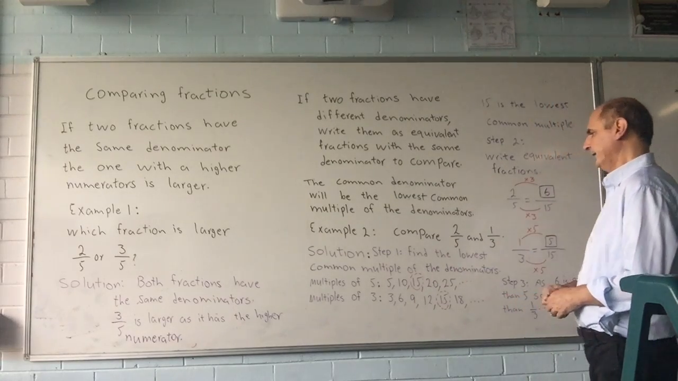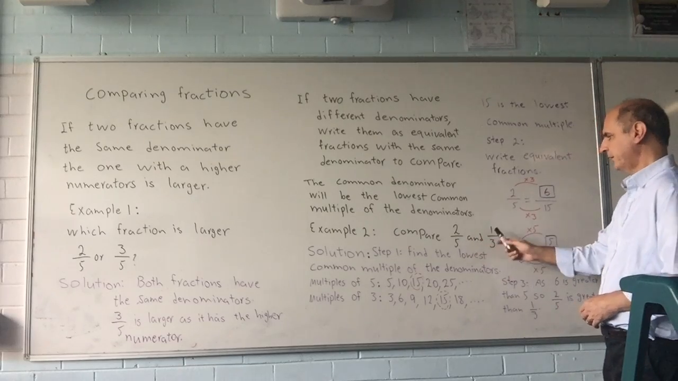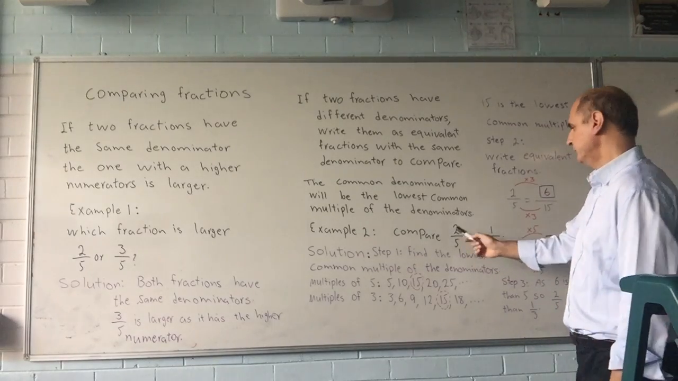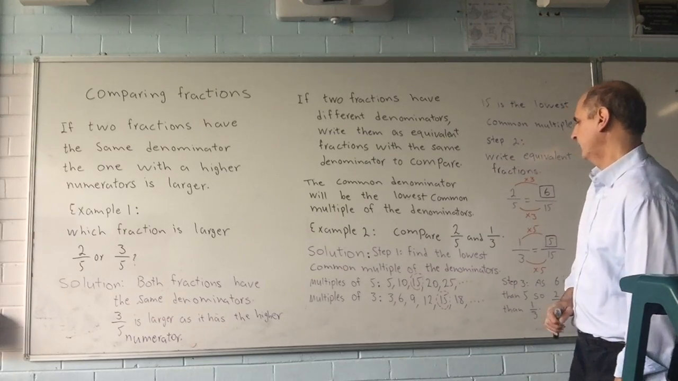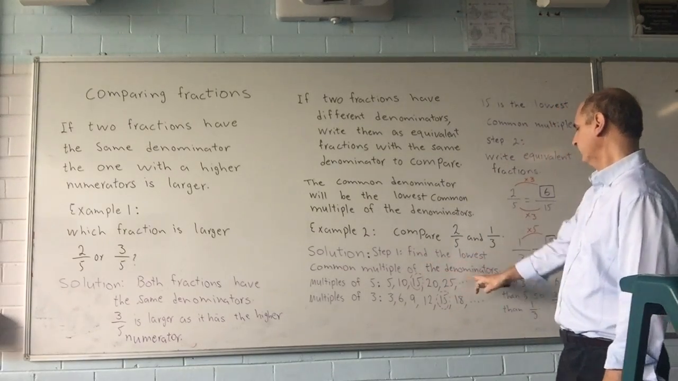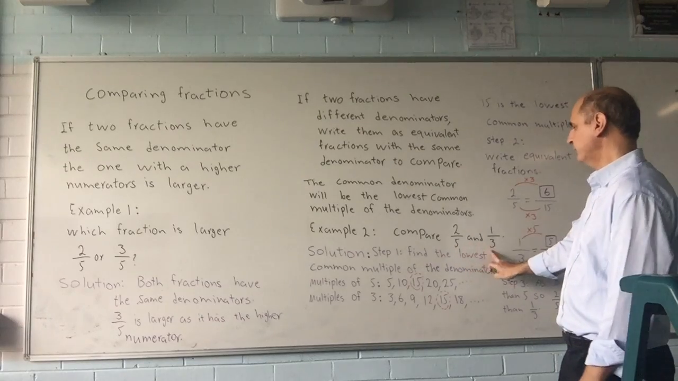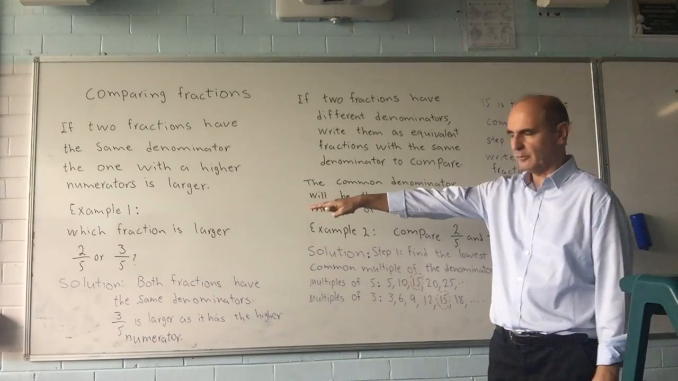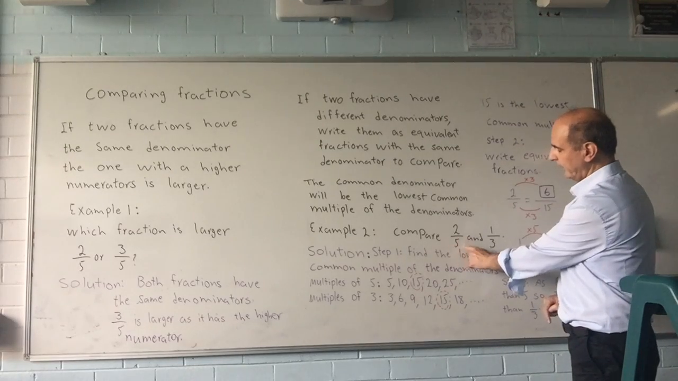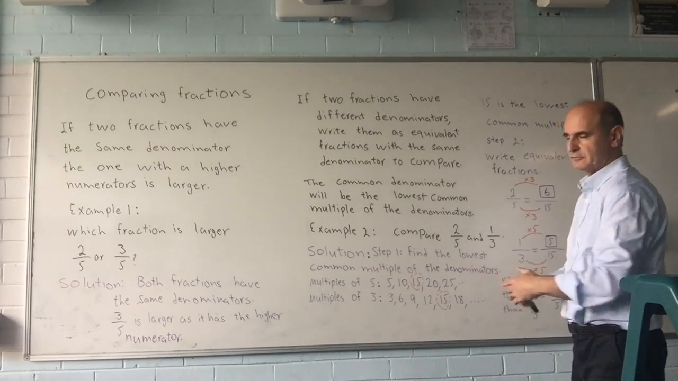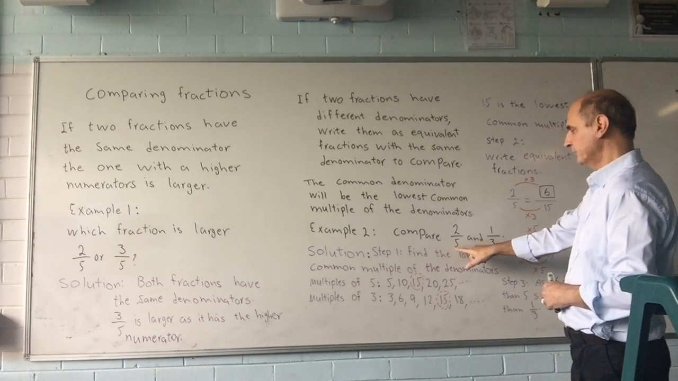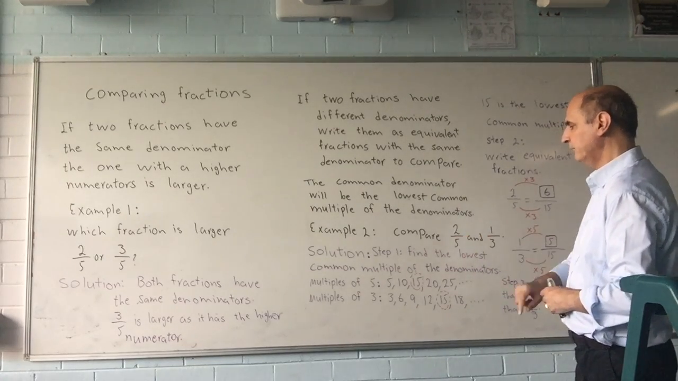Let's look at an example. 2/5 and 1/3. We want to compare them to see which one is larger. Your step 1 is to find the lowest common multiple of the denominators. Here we have different denominators, so we cannot compare as easily. So we have to find a common denominator, which is going to be the lowest common multiple of the two denominators. The first denominator is 5.